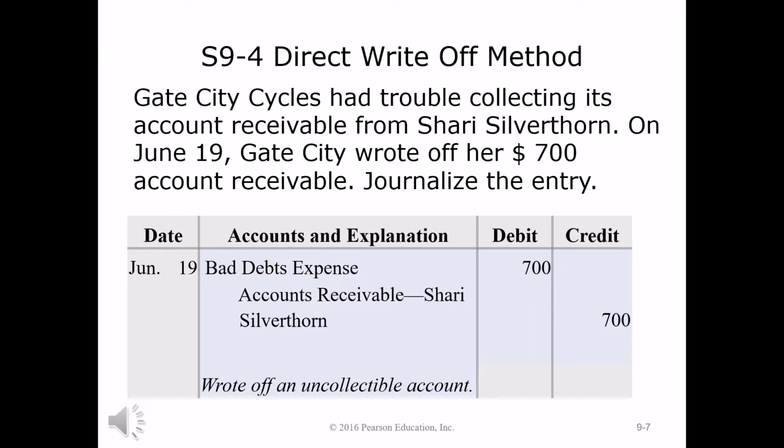Let's take a look at a journal entry for a direct write-off method. Let's say that Gate City Cycles has trouble collecting from Sherry Silverthorne. On June 19, Gate City decides to write off this $700 account receivable. The entry would be to immediately expense the $700 to bad debts expense and to credit the accounts receivable for Sherry Silverthorne. This writes off the amount for her, and it may seem fairly generous, but it's extremely unlikely that we would ever do business with Sherry Silverthorne again.